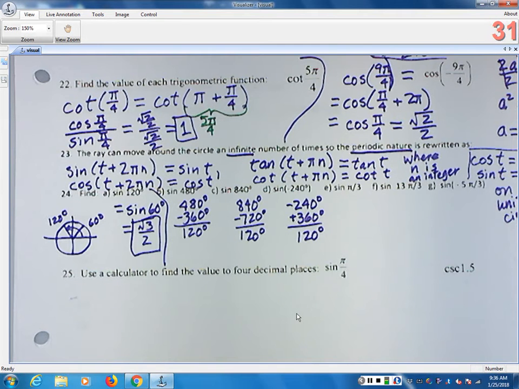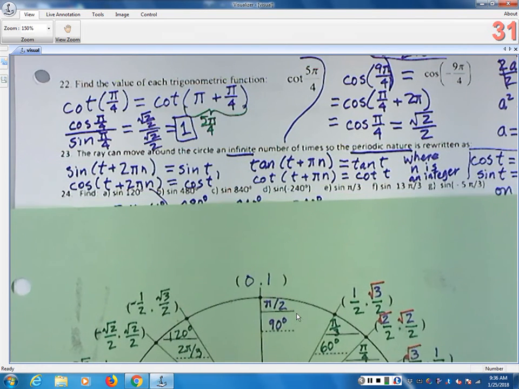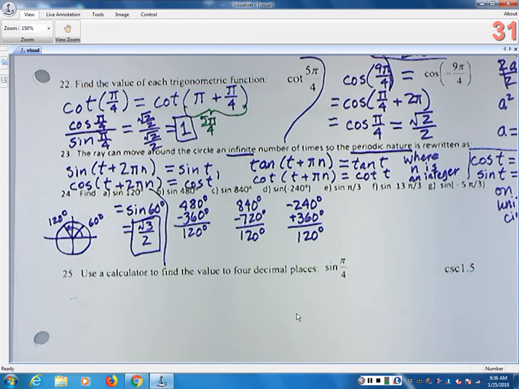You said 120 is 60. Is that just because sine is positive? Yes, sine is positive in the second quadrant. 120 is in the second quadrant. It helps to realize what quadrant you're in.